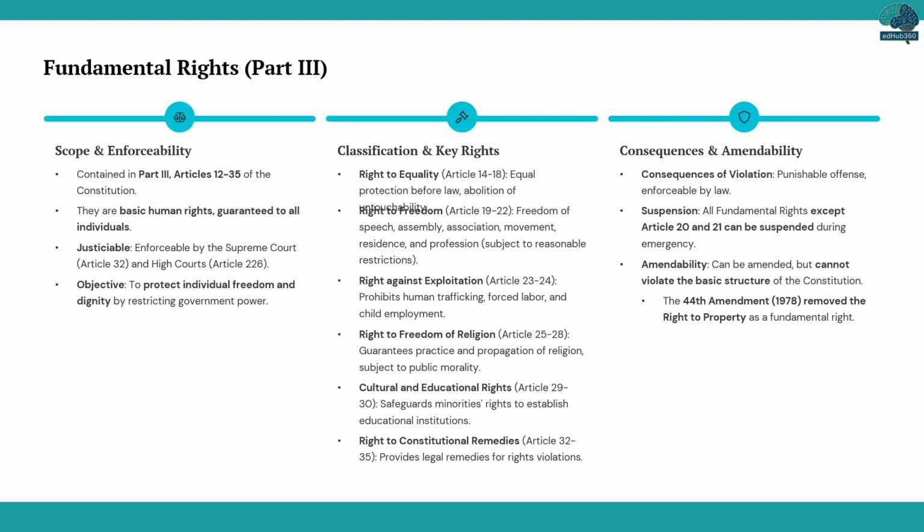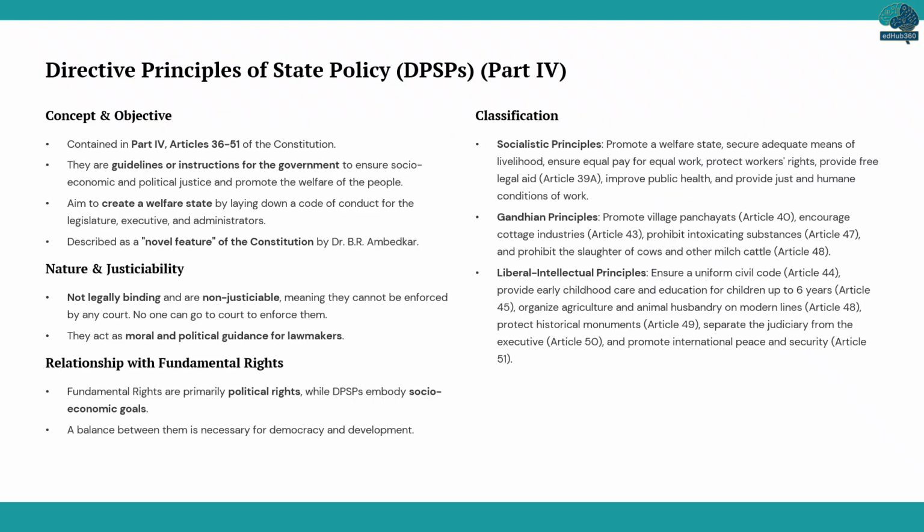rights. Next, we have the Directive Principles of State Policy, or DPSPs, found in Part 4, Articles 36 to 51. Unlike fundamental rights, DPSPs are guidelines or instructions for the government, aimed at ensuring socio-economic and political justice and promoting the welfare of the people. They serve as a code of conduct for all branches of government, striving to create a welfare state, and Dr. B.R. Ambedkar famously called them a novel feature of the Constitution.